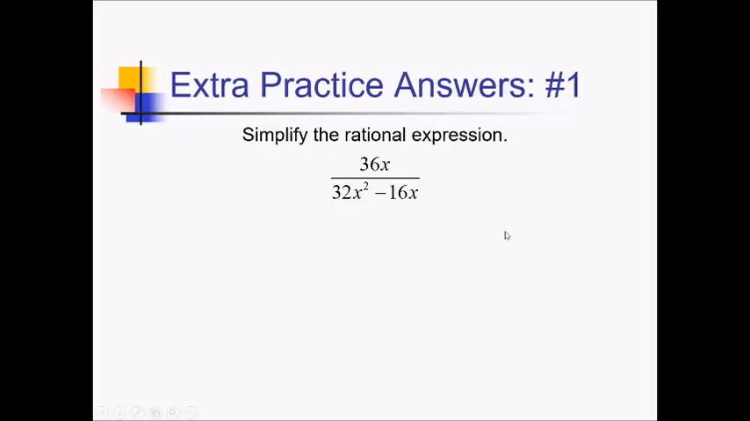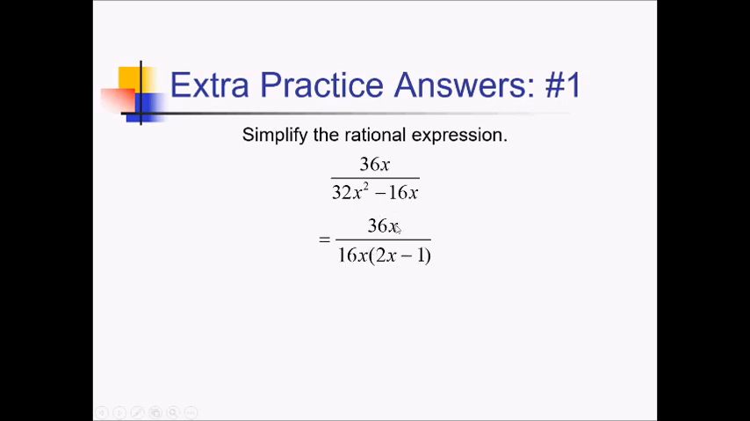To simplify this rational expression, I need to first make sure there's no common factors, and to do that, I'm going to factor out my denominator so I can see what I'm dealing with down there. It looks like I can take out a 16 from both of those, and also an x, because they each have an x, so 16x. That makes 32x squared into 2x, and then negative 16x becomes a minus 1.